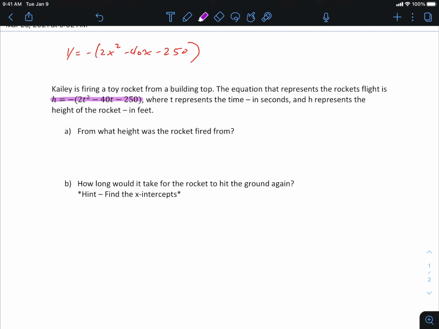Okay, it looks very much like standard form. If I were to write this in standard form, I wouldn't want the bracket sitting there. So I'm just going to distribute the negative into all three things inside the bracket, right? And so I'm going to get the equation that looks like this. Negative 2t squared plus, because a negative times a negative creates a positive, plus 40t. And then the negative times the negative 250, that's going to be plus 250. Okay, so here's your equation written in standard form.